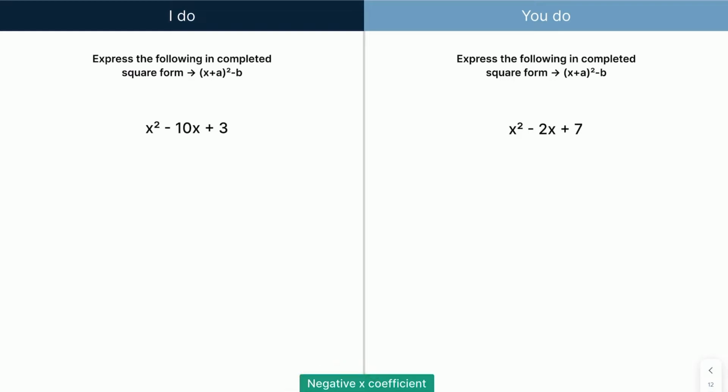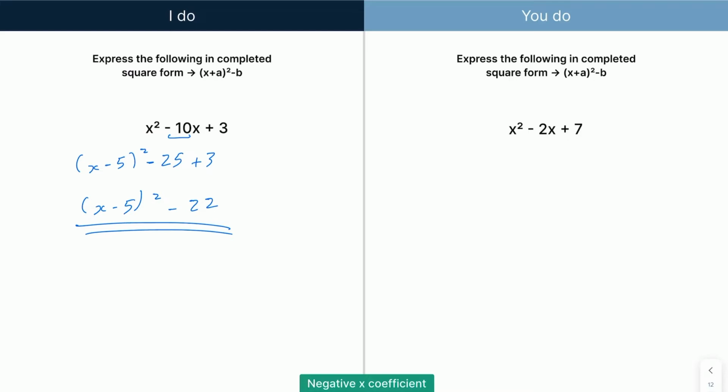So exact same steps again. We're going to write the brackets, x, put the squared on the end. Now we're going to half this value. So that's minus 10. So that's going to become minus 5. And then we're going to do 5 squared, which gives us 25. So we're going to subtract minus 25 and then copy the plus 3 down. So similar to before. And then just tidy that up. And that is that written in the completed square form.